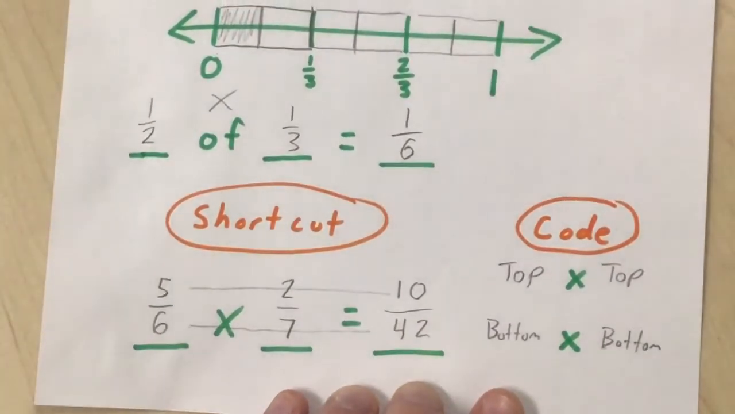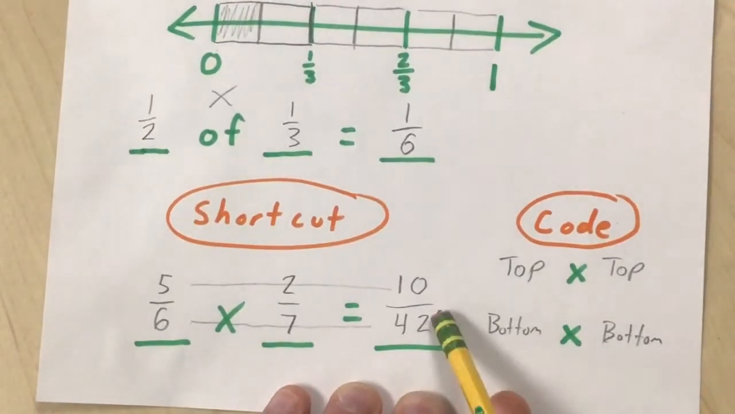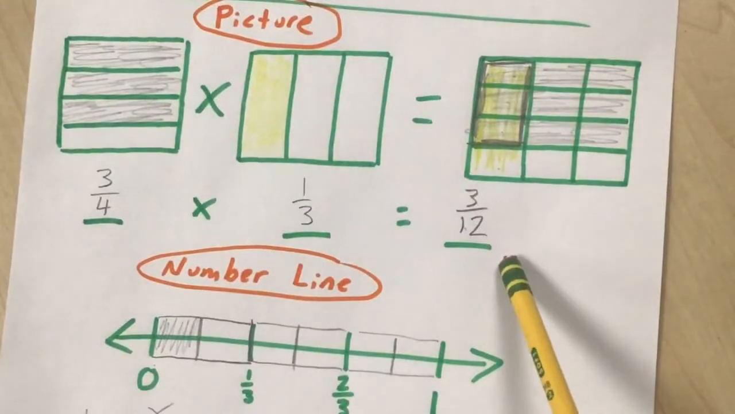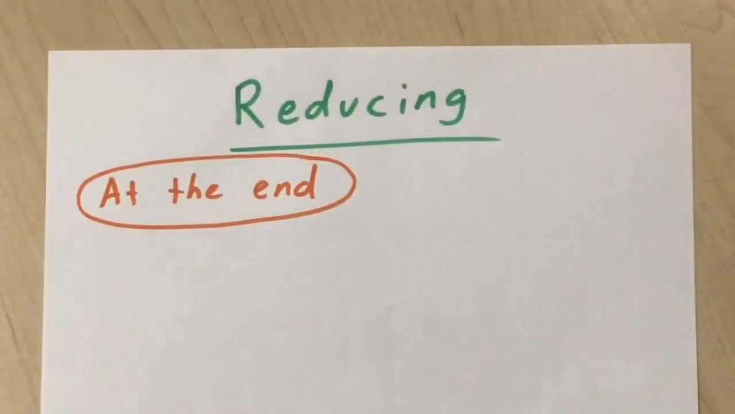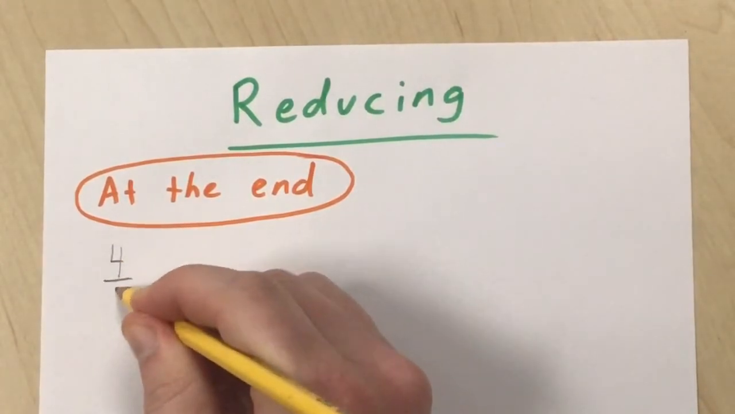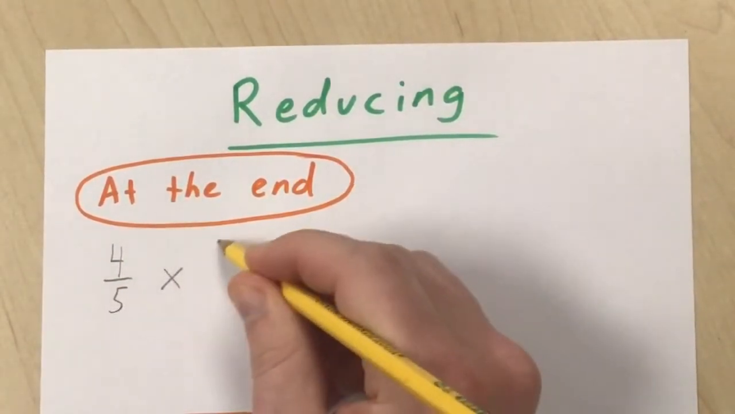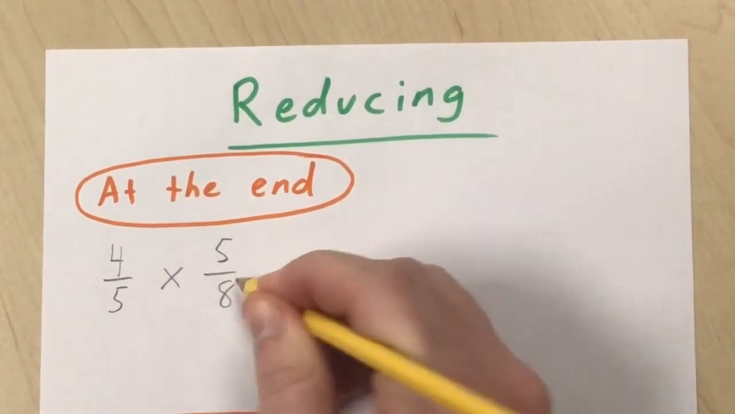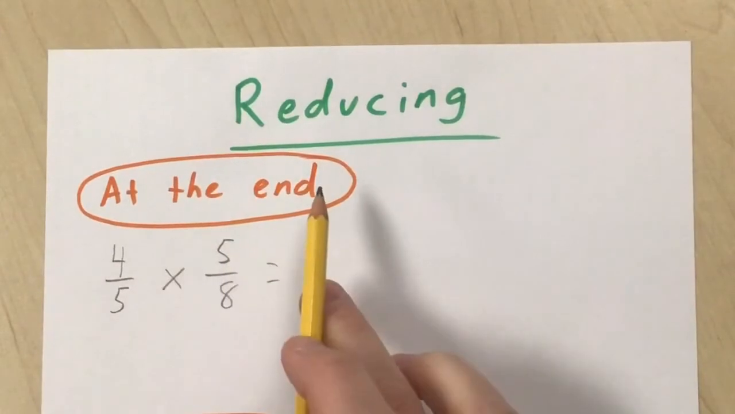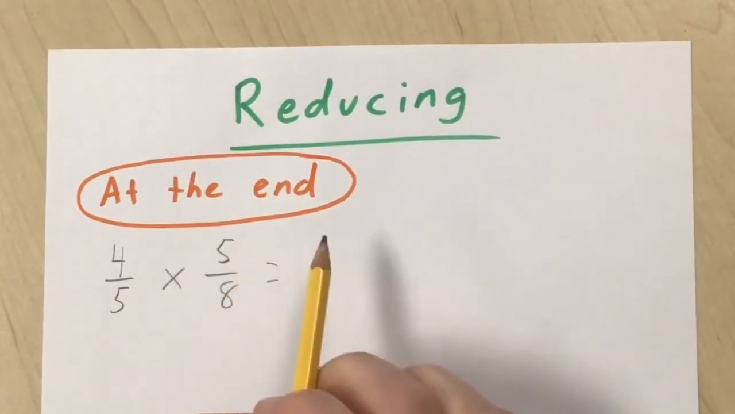You will notice that most of the fractions on this page, these answers are ones that I've probably talked to you about already, especially this one. There is a way to reduce your fractions. This is part 2 of the lesson, and this is very important. If we have fractions like 4/5 times 5/8, you could do the standard at the end reducing like you've been doing with all of your adding and subtracting of fractions.